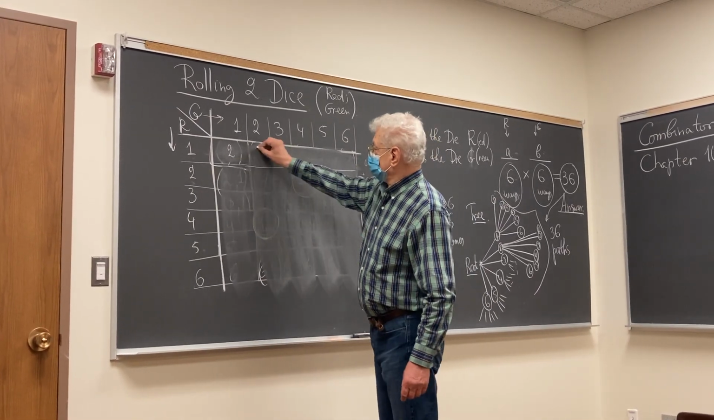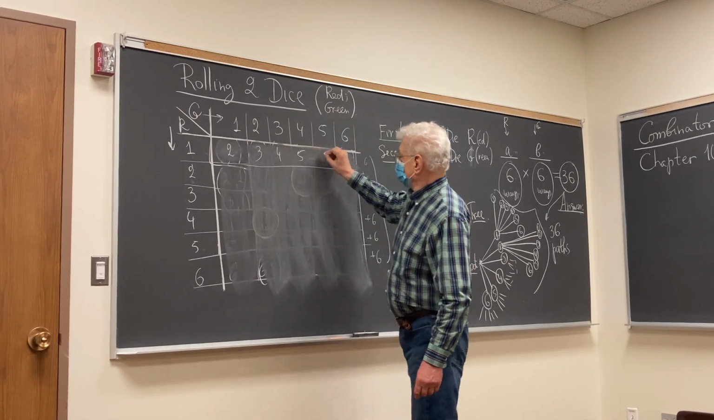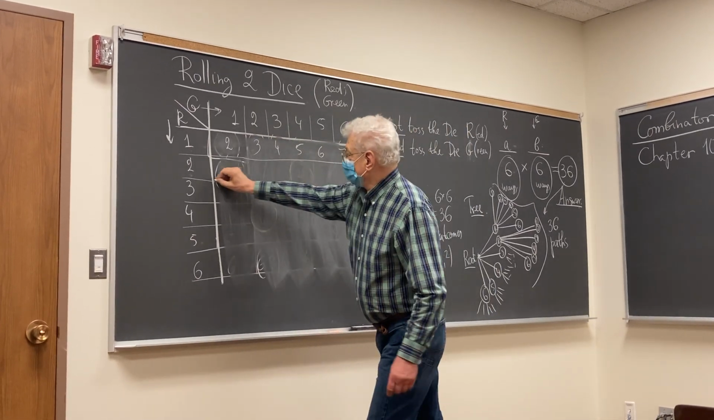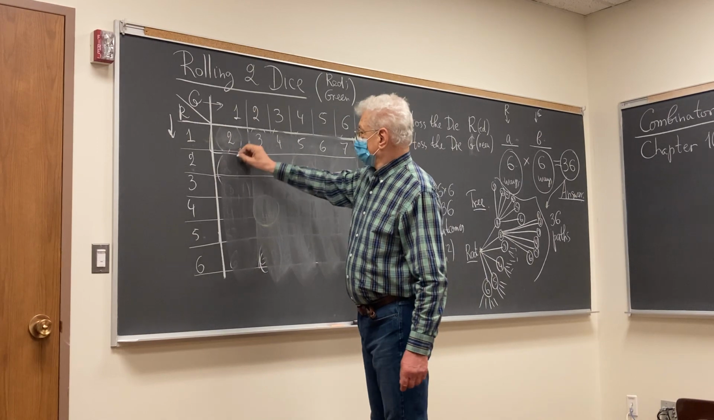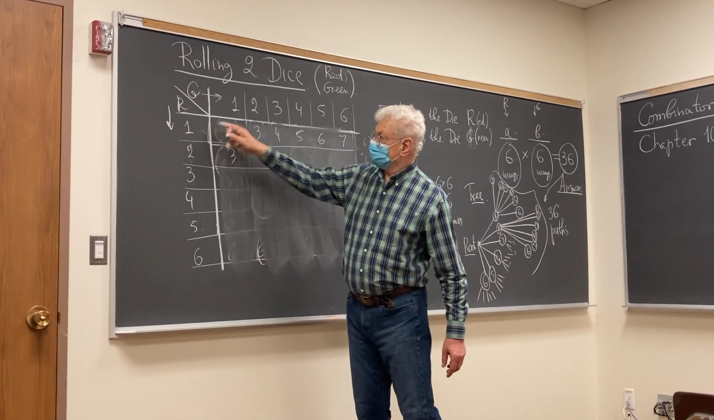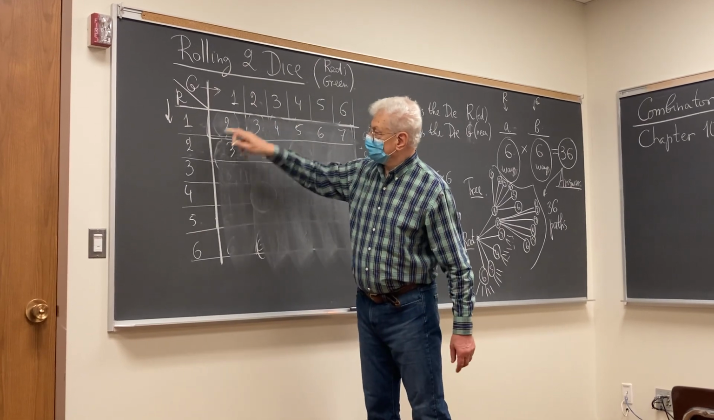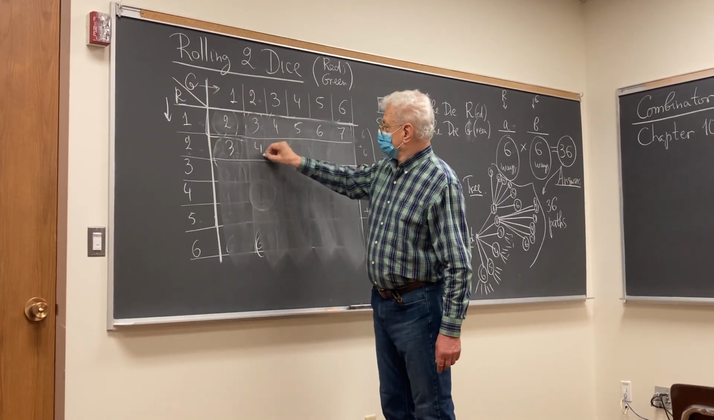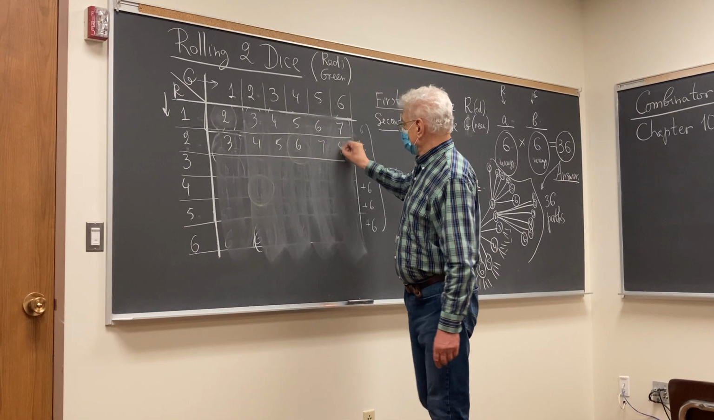Okay, so 1 plus 2 is 3, 1 plus 3 is 4, 5, 6, and 7. Okay, next line, I have 2 plus 1, 3. You see 3 and 3 repeats, but in a different way: 1 plus 2, and this is 2 plus 1. Okay, 2 plus 2, 4, 5, 6, 7, 8.